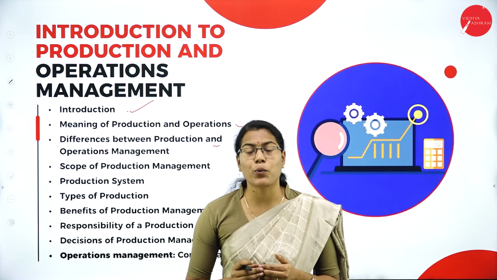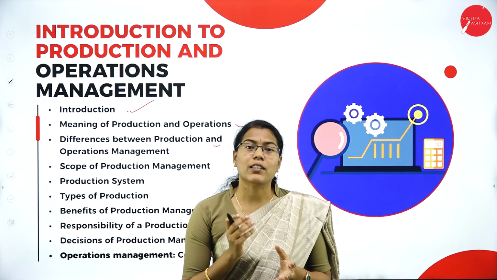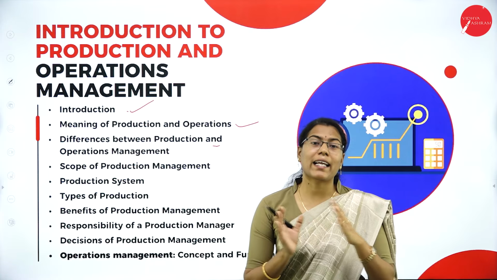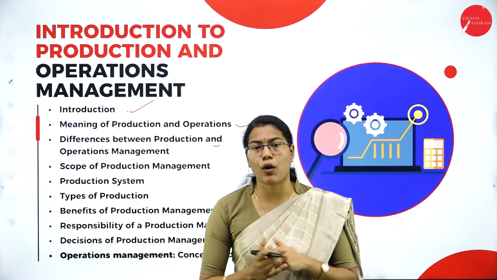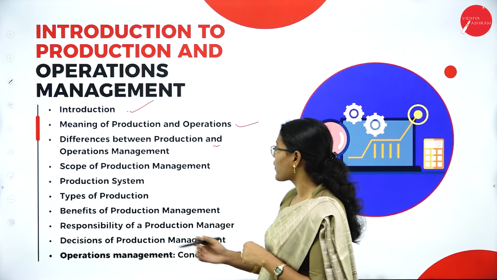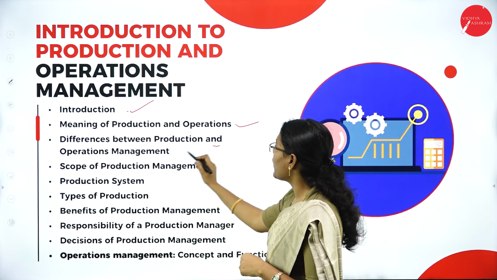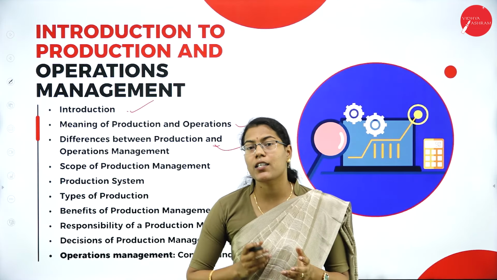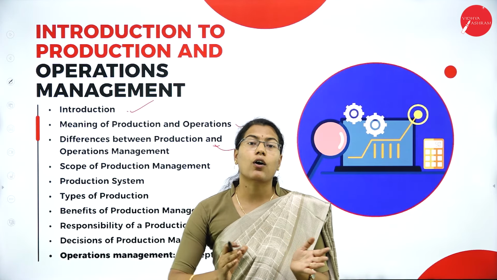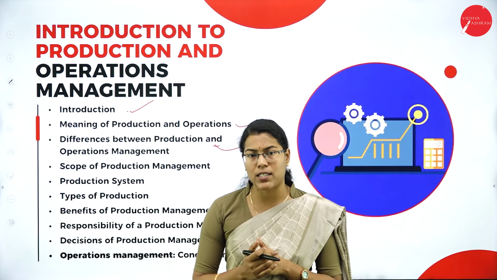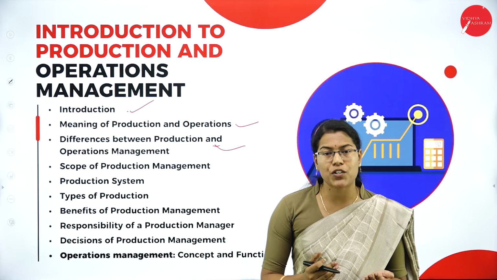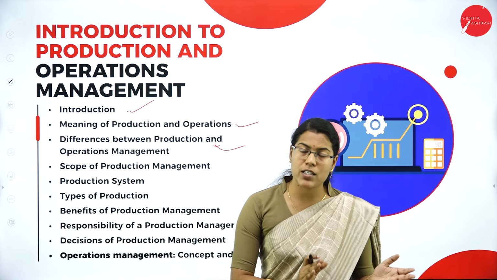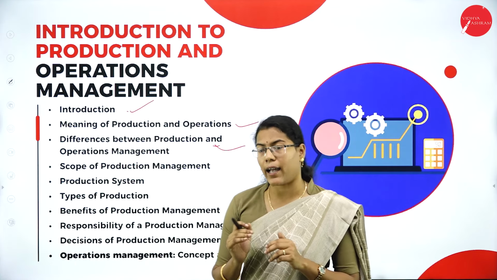Meaning of production and operations. Production refers to the creation of goods and services, whereas operations refers to the related activities for the production of goods and services. Difference between production and operations management. Here, production management is all about the production or manufacturing of goods and services, whereas operations management is a much broader term consisting of both production as well as production related activities.